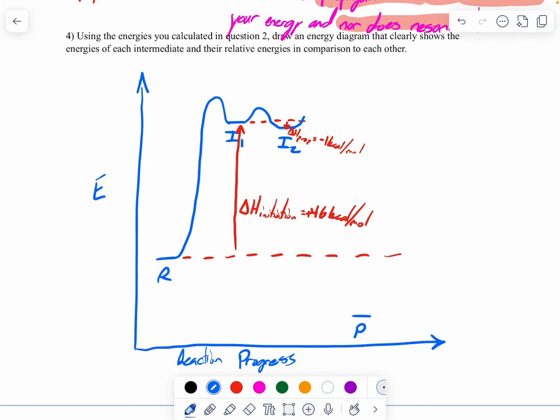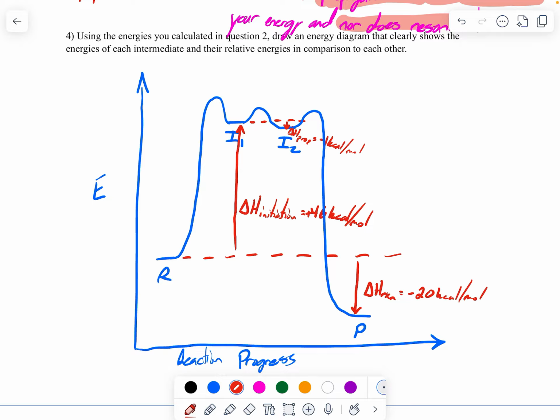And so now we can once again draw on that hump. It doesn't matter how tall it is. Drop this down and bam, we're at our products. And so we can relate this to multiple different steps, but the most important one is this delta H right here, which is the delta H of reaction. That's that negative 20 kilocalories per mole.